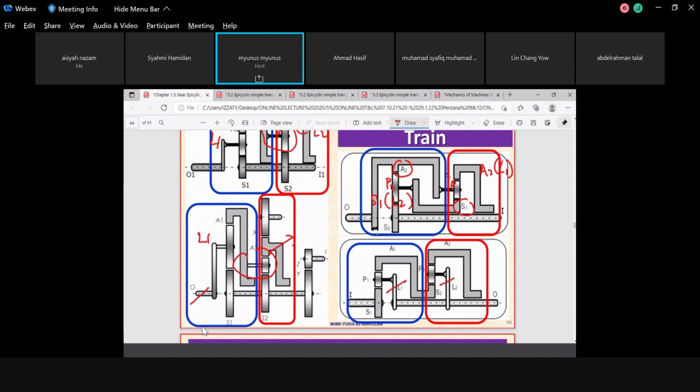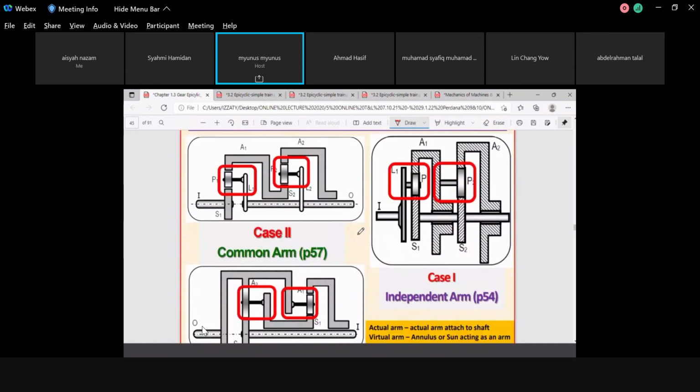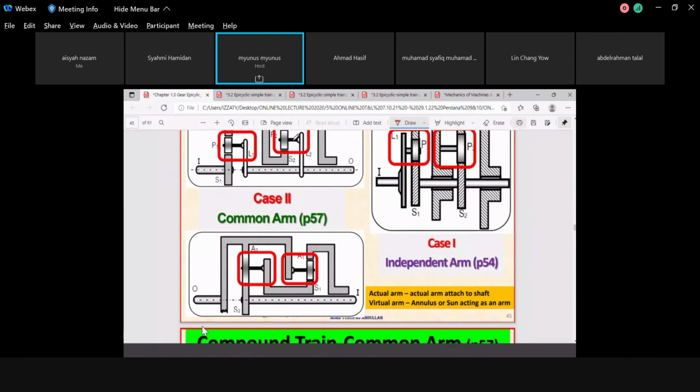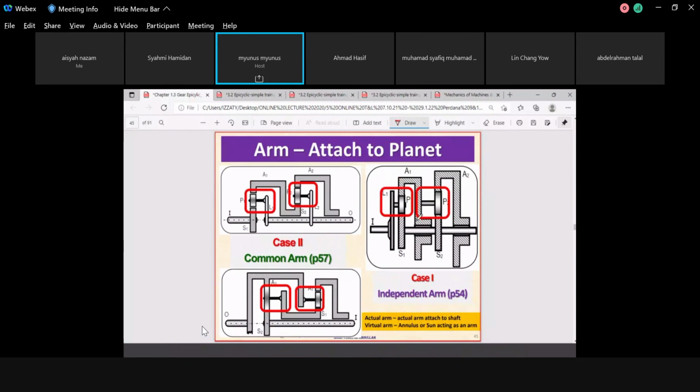This is not very difficult, challenging compared to this one. This one is easy. This one is the easiest for talking about the compound, yeah? This one easy, this one a bit hard. This is all the common arm we call, finally, yeah? I call it common arm and independent arm. This one common arm. Look at the common arm. This one is independent arm. Case 1, independent arm. Case 2, common arm. Common arm is this one. Independent arm is here and this one.